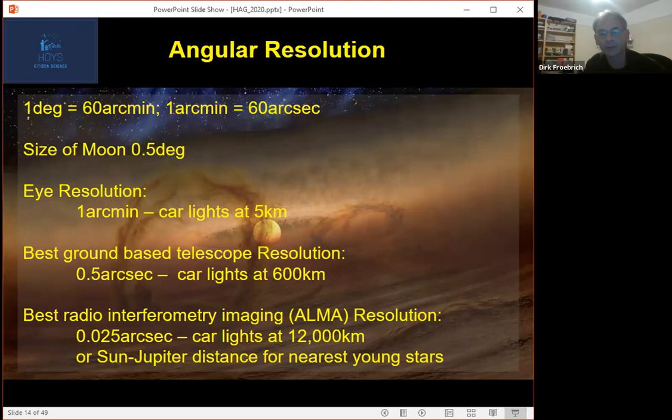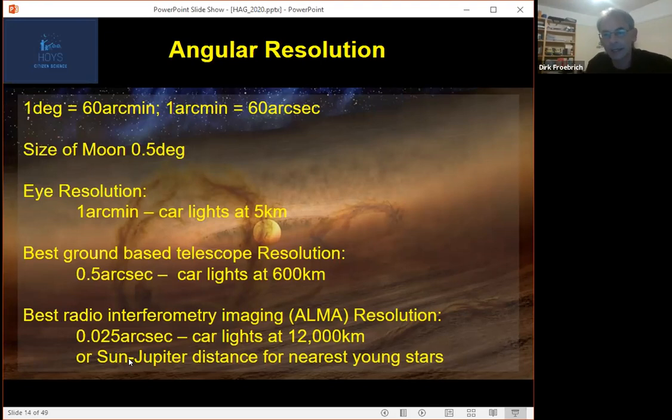With ALMA, these radio interferometry, and SPHERE with the VLT, the resolution is actually 0.025 arc seconds. That means you could park the car 12,000 kilometers away, but that is basically any interferometry technique. That's the furthest you can park your car and judge basically are there 2 lights or just the 1. Now, for the nearest young stars, that resolution corresponds to the distance between Sun and Jupiter, those 5 astronomical units.